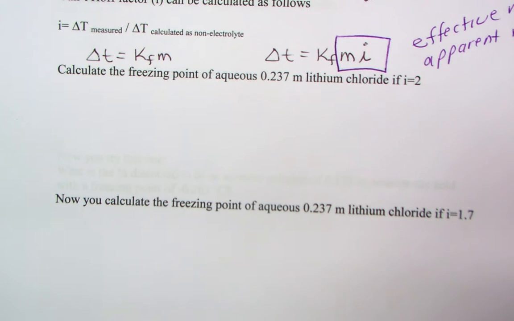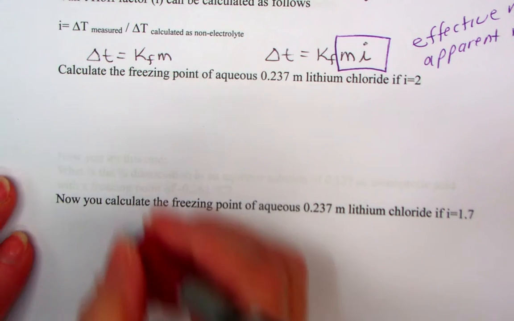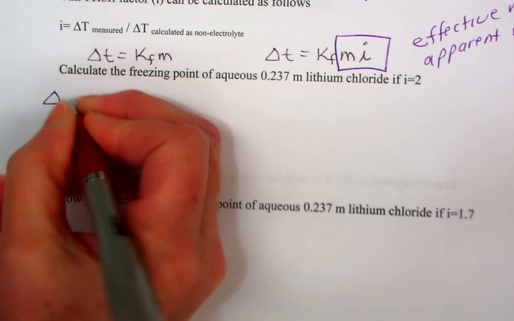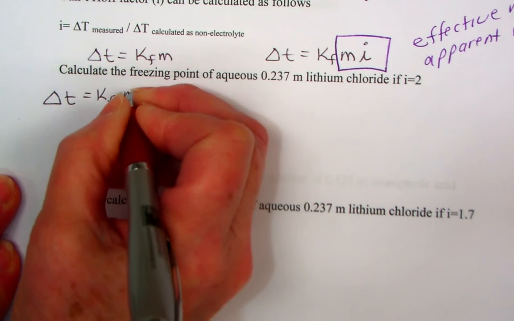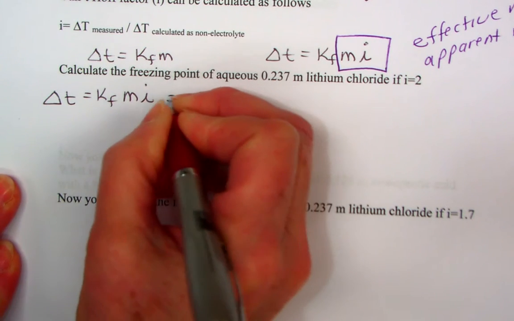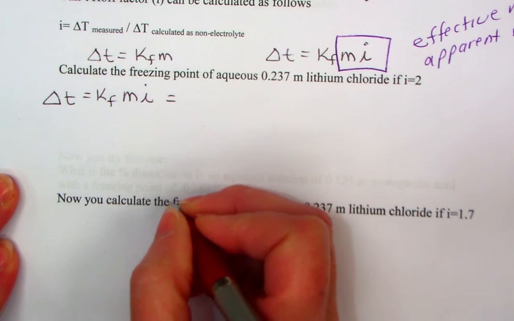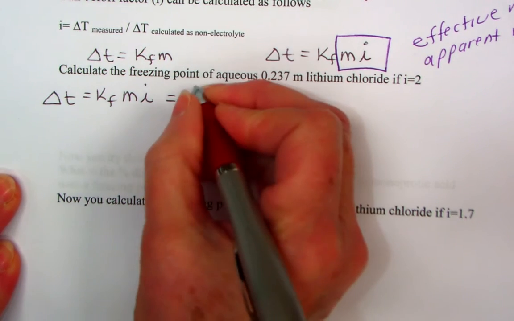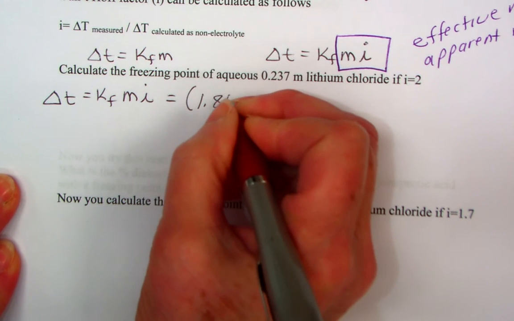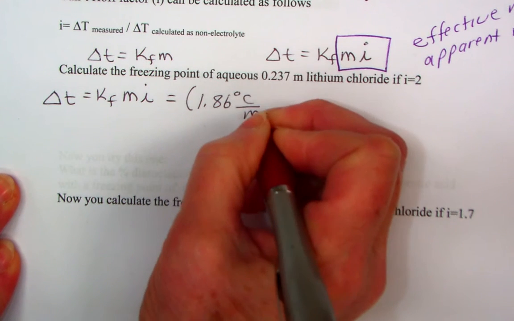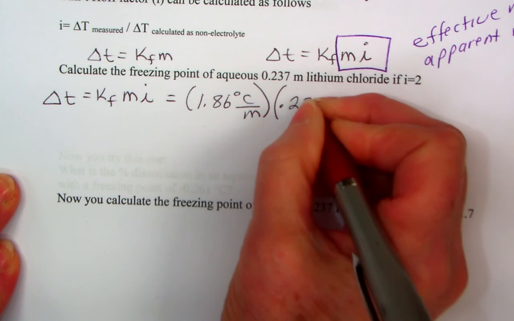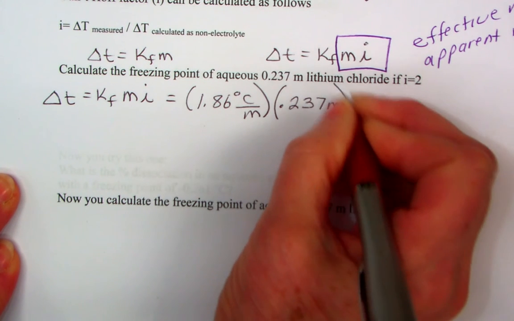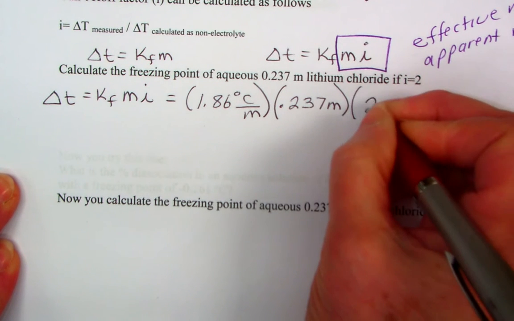So let's look at the simplest problem first. The freezing point, well, I know I need to change. Delta T is equal to K sub F times m times i. Since it's aqueous, I look up the K sub F for water, 1.86 degrees C per molal. I look that up on the chart. Times the molality, 0.237 molal lithium chloride, times the i factor, 2.